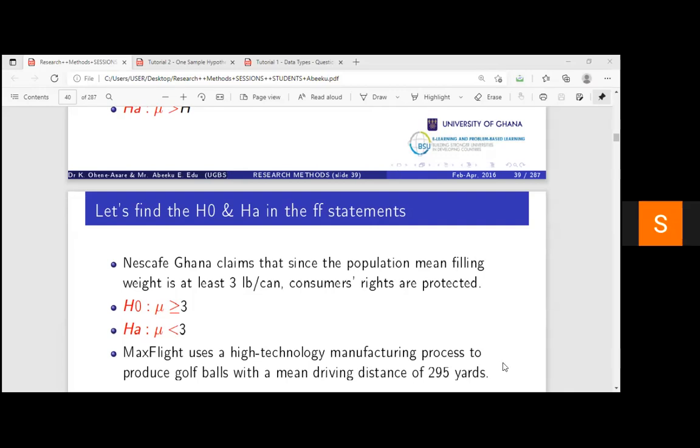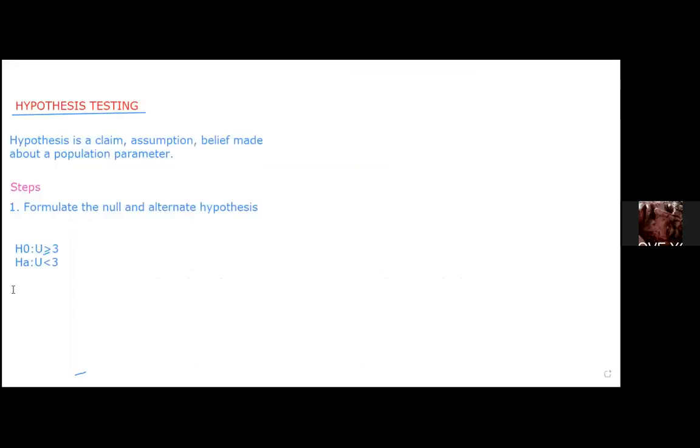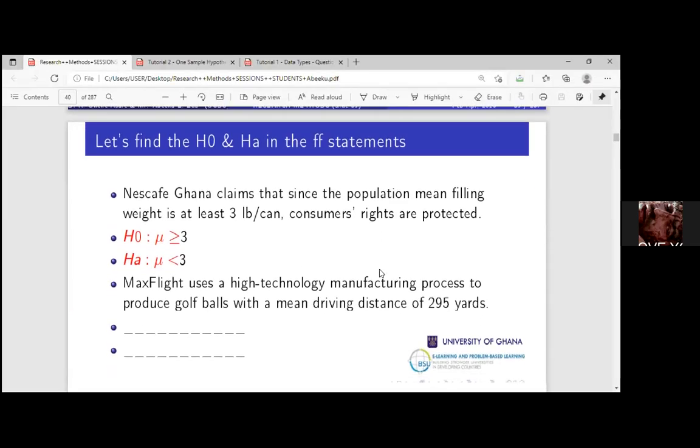Equal to. And that is contained in which hypothesis? H O. H O is such that mu is equal to 295. Okay, the H A is such that mu is not equal to 295. So what's the opposite of equal to? It's not equal to. And which tail is this? Two tails. That's good. So that's a two tails.